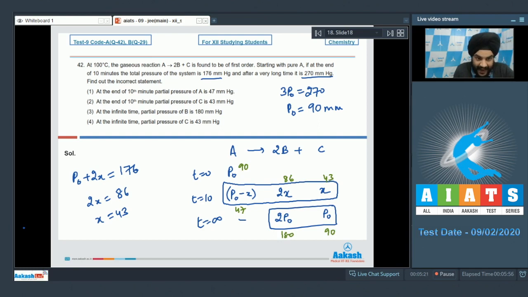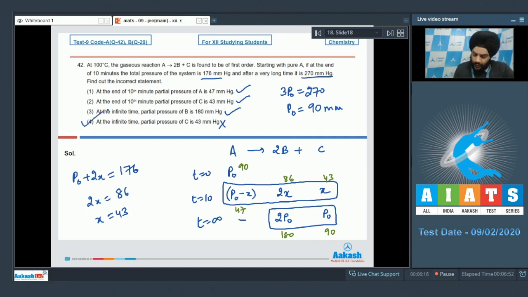Option 1, it says at the end of 10th minute the partial pressure of A is 47 mm of Hg. So this is the correct statement, students. To talk about second statement now, at the end of 10th minute partial pressure of C is 43 mm Hg. So this is also correct, students. To talk about third option now, at the infinite time partial pressure of B is 180 mm of Hg. So this is also correct statement, students. So to talk about the fourth option, it has to be incorrect. At the infinite time partial pressure of C is 43 mm Hg. So this is not correct, students. At the infinite time the partial pressure of C is 90. So students, for question number 42, we have to mark the correct answer as option 4.